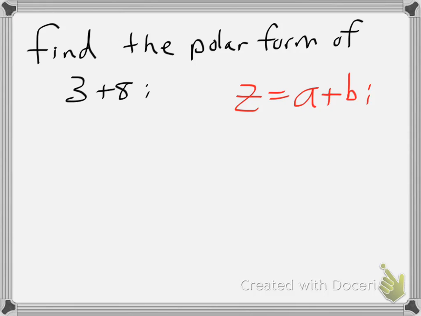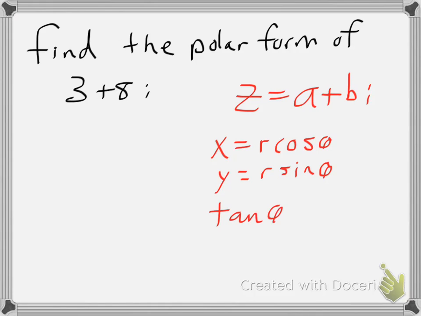I'm going to use the same conversions that I would use for polar form to rectangular form, or for a polar point to a rectangular point. Normally, those are x equals r cosine of theta, y equals r sine of theta, and tangent of theta equals y over x.